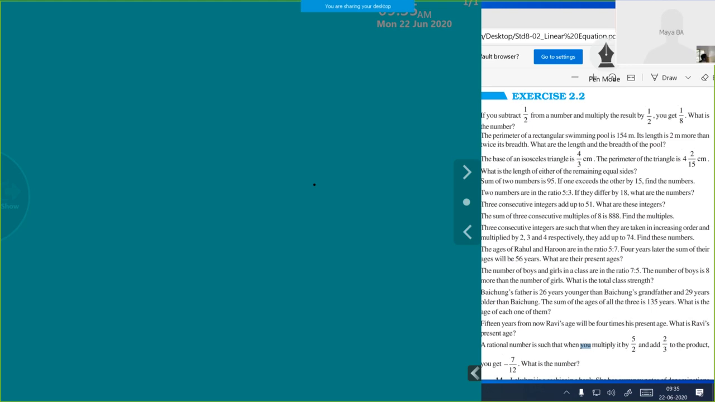Okay, so it's given the base of an isosceles triangle is 4/3. Do you know what you mean by isosceles triangle? Isosceles triangle means two sides are equal. So it is given the base of the isosceles triangle is 4/3 centimeter. So this is the base. It is given this is 4/3 centimeter.